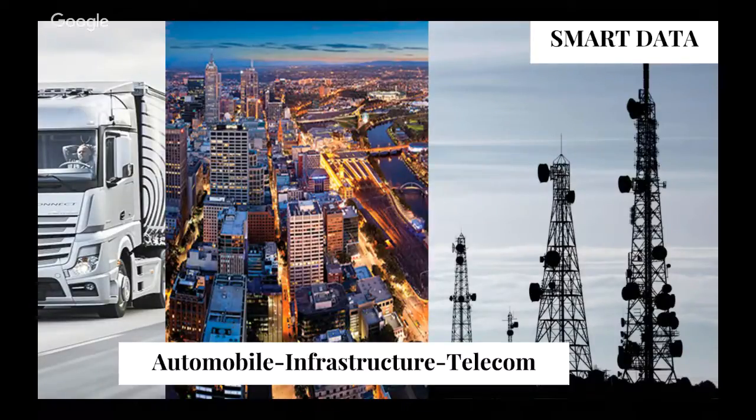Then we have infrastructure data: what kind of infrastructure development is happening in various areas. There could be different categories. It could be a township coming up, a flyover, a refinery, and so on. So there could be different categories under infrastructure.